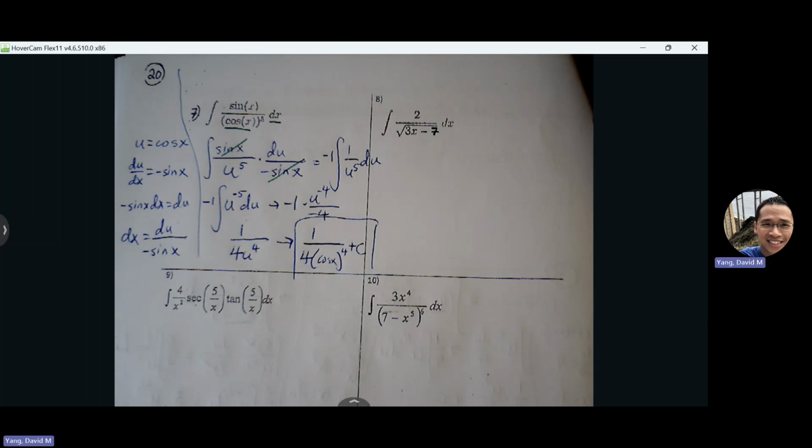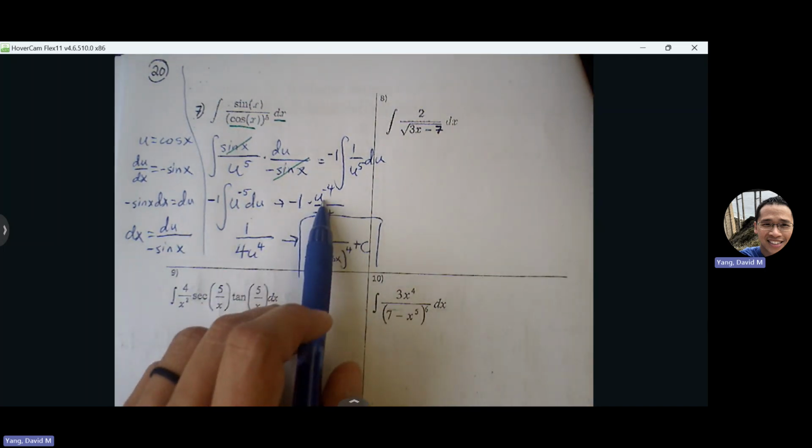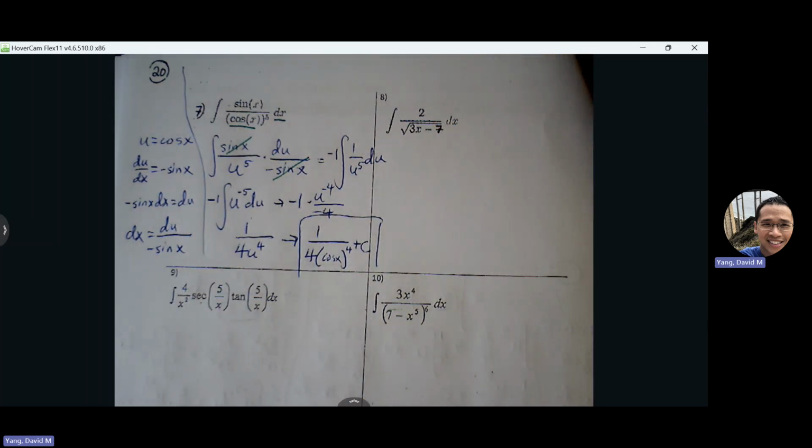Is that correct? Still fine. I just want the final answer to be with no negative exponents. So at the very end, if your answer still has negative exponents, just bring it back down. Okay.